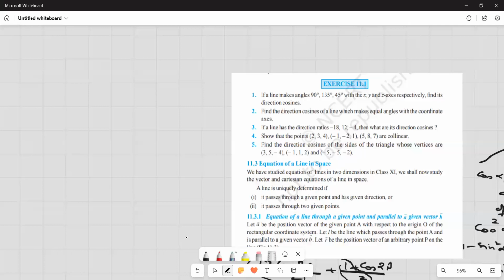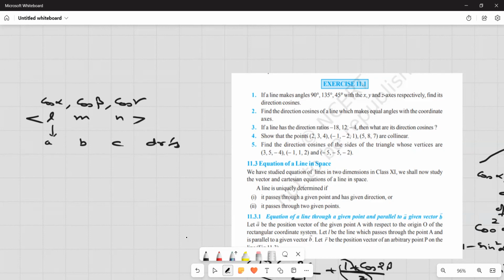If cos alpha, cos beta, cos gamma are the DCs, we denote them by l, m, n, the DCs of the line. a, b, c are the direction ratios. What do you mean by direction ratios? These are proportional to the direction cosines, meaning these are multiples of the direction cosines.